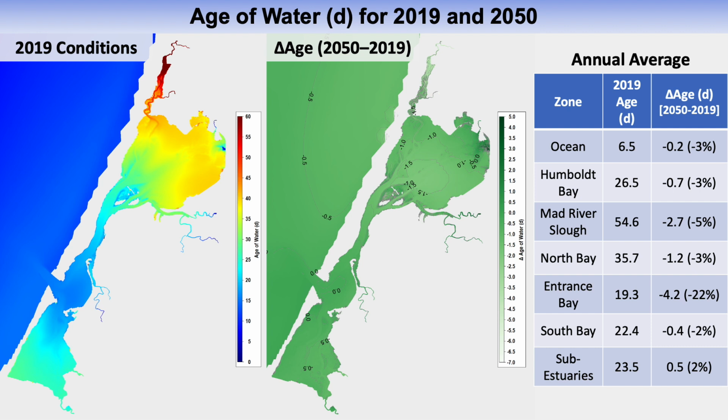Humboldt Bay, and this is existing conditions, has an annual average age of water of about 27 days. As you go down towards Entrance Bay and South Bay, the age of water tends to range from about 19 to 22 days. But as you go north towards North Bay, the age of water starts to increase. North Bay has an average age of water of about 36 days or residence time. And Mad River Slough just really likes to hold on to the water. That's got an average residence time of about 55 days.